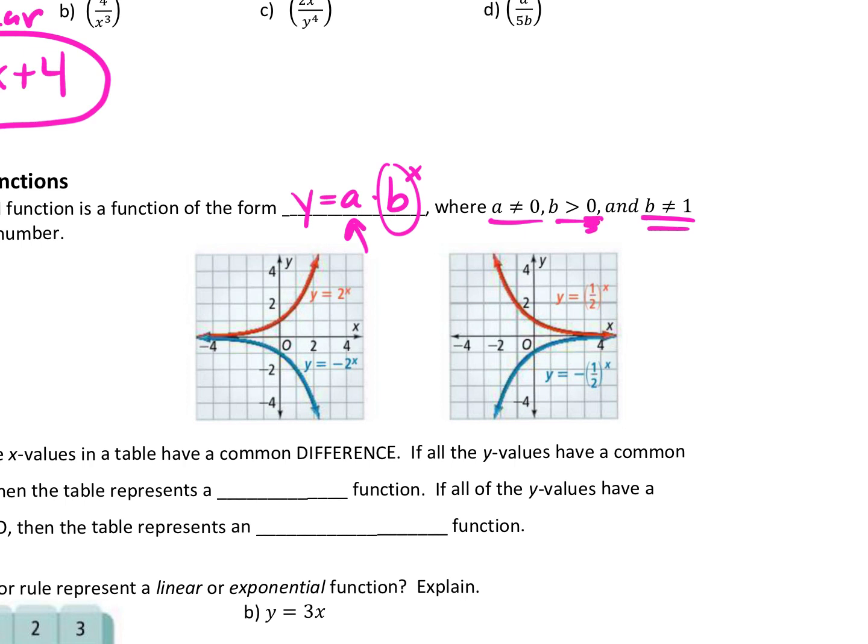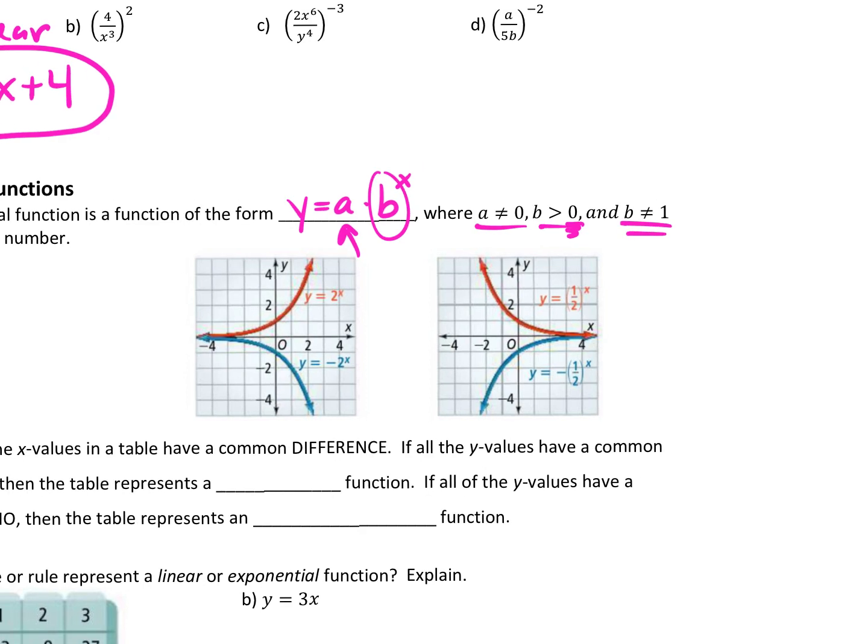It needs to be a number greater than 0. If it's a number greater than 0 but less than 1, it's a fraction. What do you suppose happens to it if it's between 0 and 1? If 1 is 100% and I say it's a half, what happened to it? It decreased, right? It's shrinking. So exponential growth, exponential decay is what we're going to get into with this.